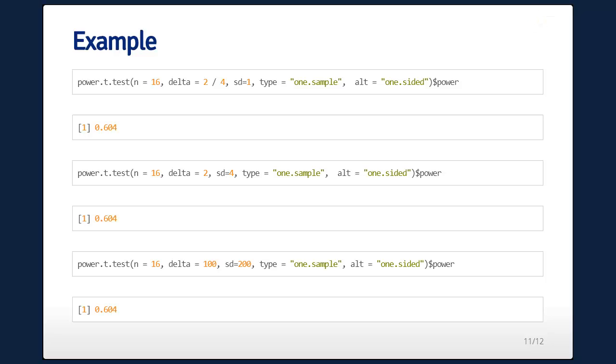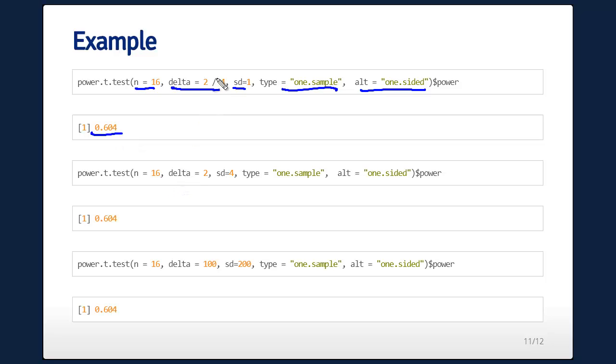Here's kind of going back to our example. We're saying n is 16. Delta, which is the difference in the means, is 1/2, and our standard deviation is 1. We want a one sample t-test, right? So instead of two group t-tests, we want a one sample t-test. We want a one-sided power, and we get 60%.